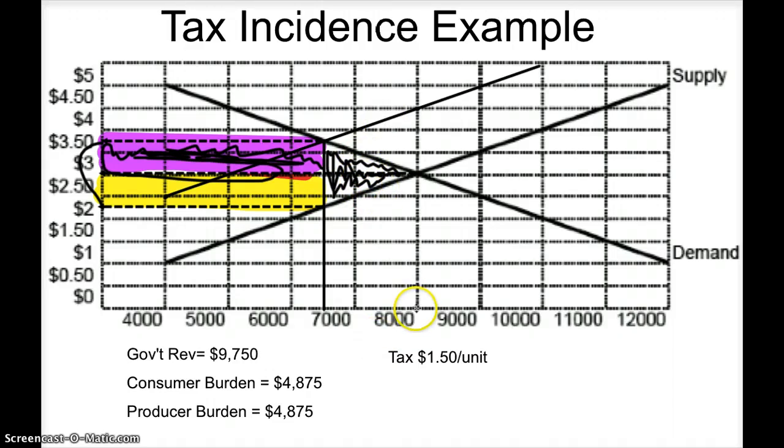Here's the original quantity of 8,000, and the new quantity is 6,500. Whenever you lose transactions, that whole area is lost surplus, and lost surplus means lost transactions. So that's going to equate to a deadweight loss for us.